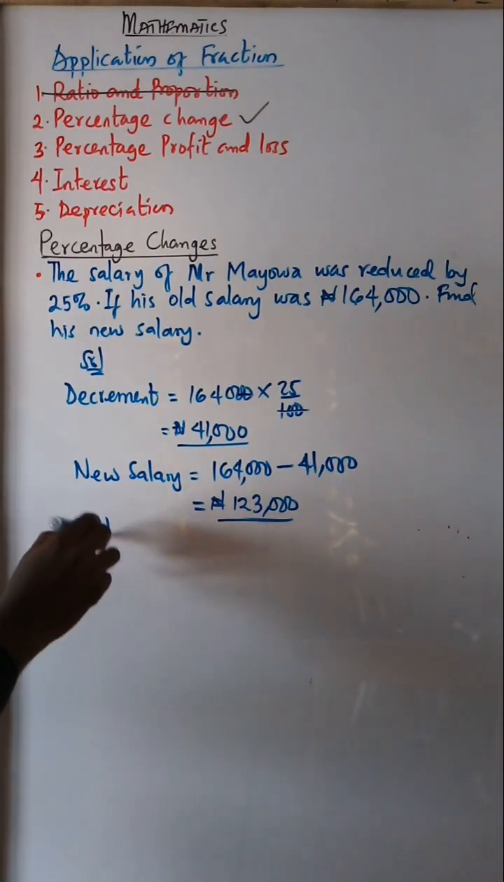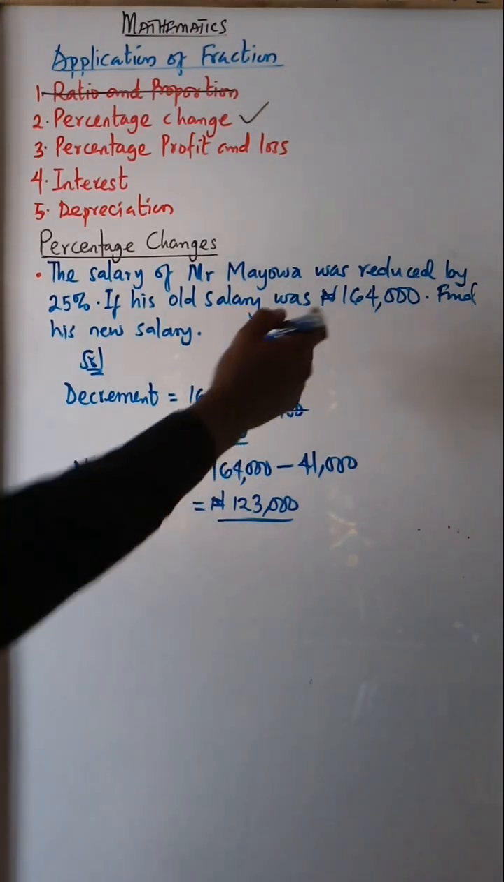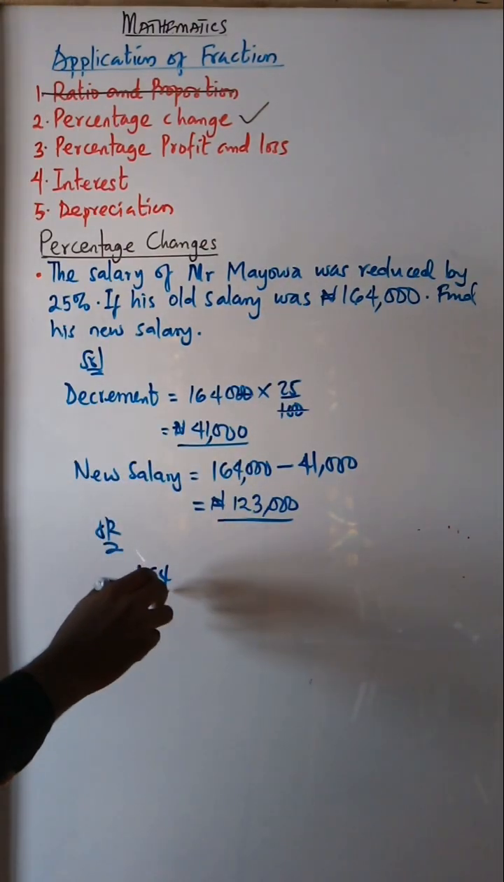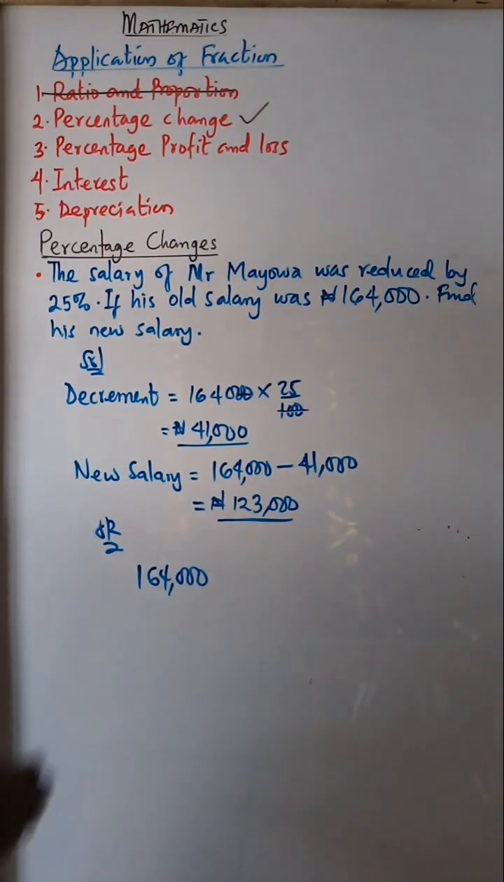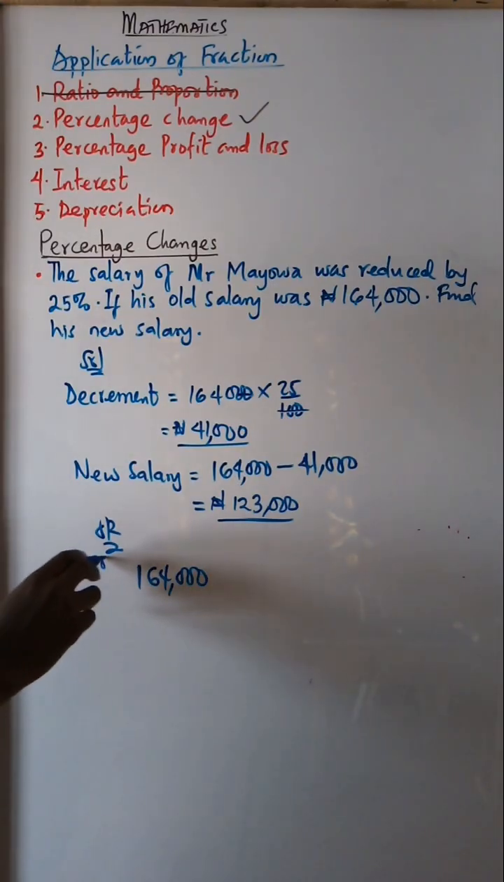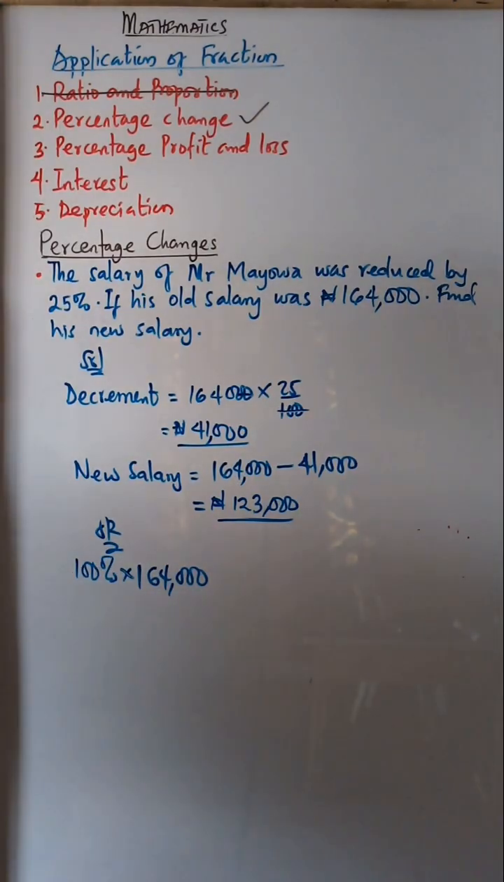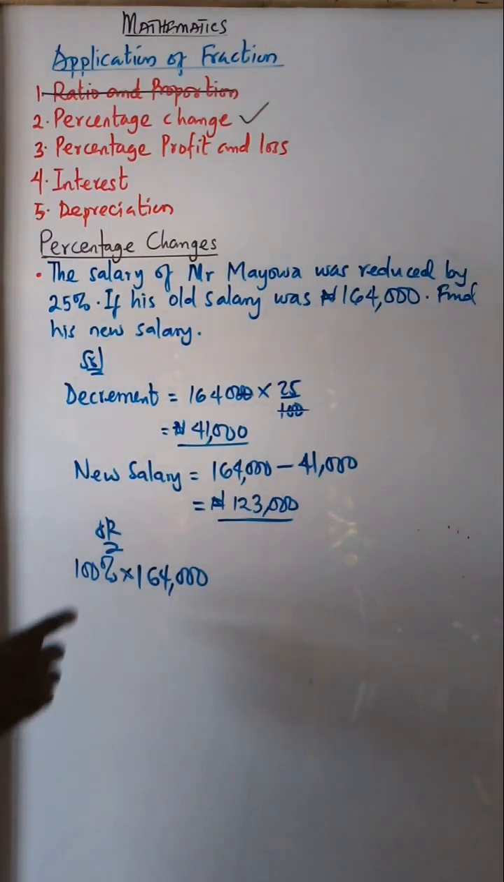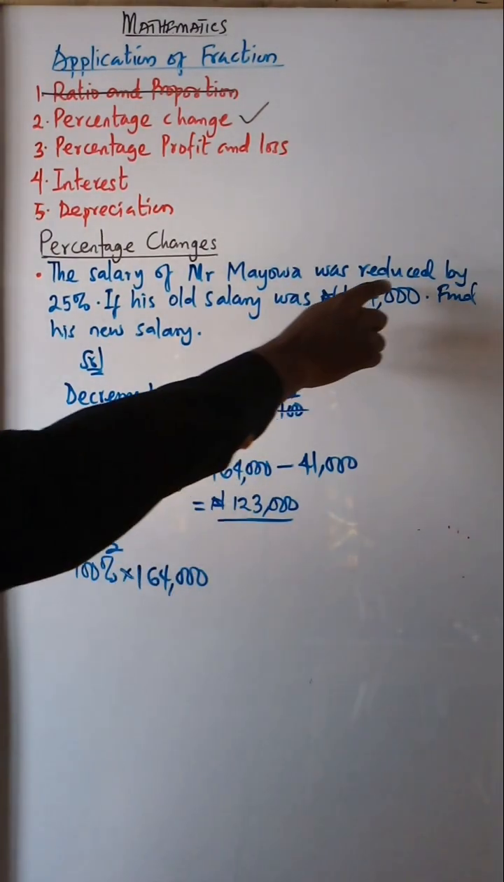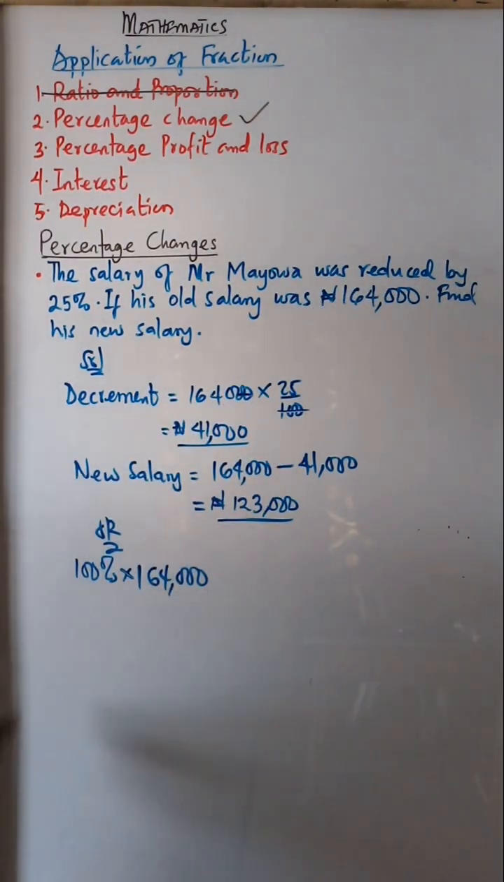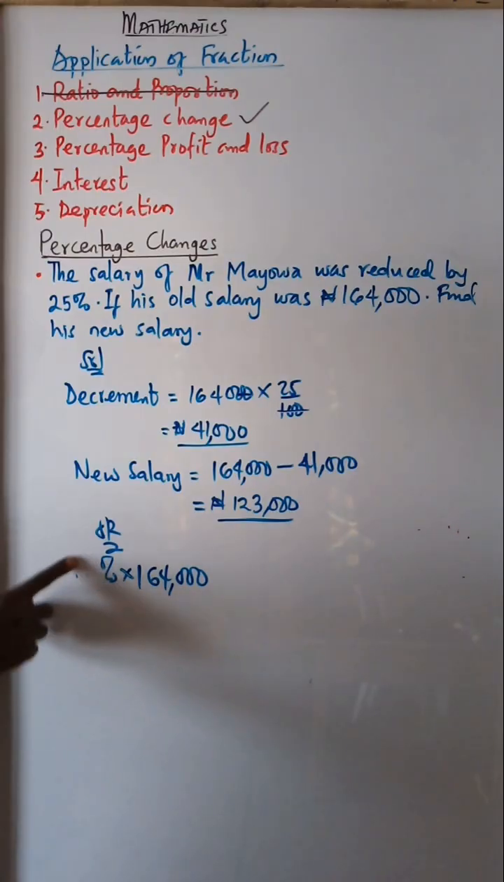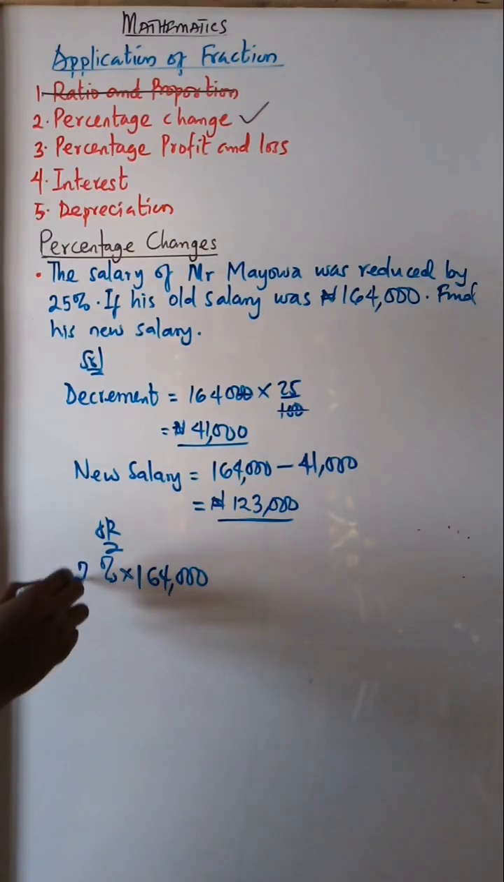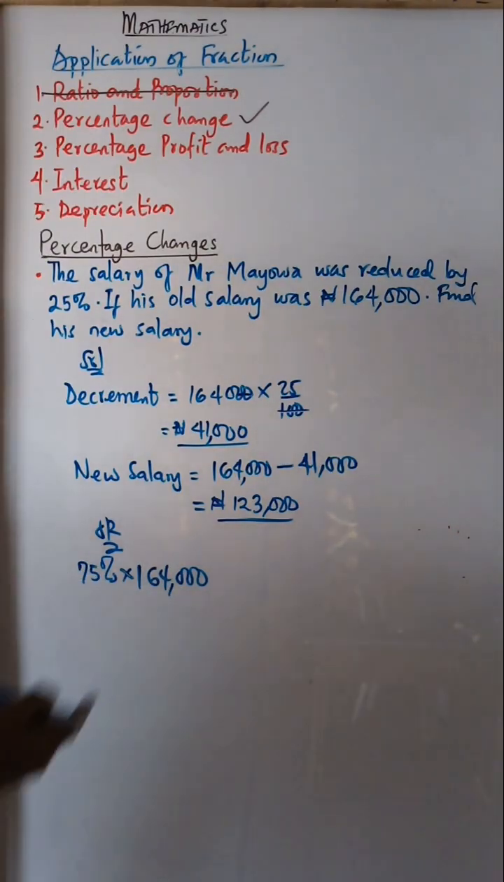Or alternatively, his old salary 164,000 is 100% intact initially. But the salary is now reduced by what? 25%. So what are you going to do? If it's increase, you add to 100. But for reduction, you have to remove from 100. So if you remove 25 from 100, that's 75. So it means his new salary was 75% of its old salary.